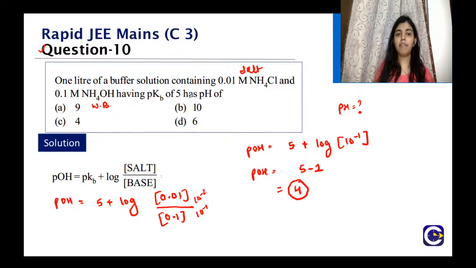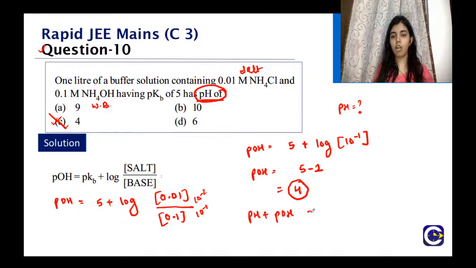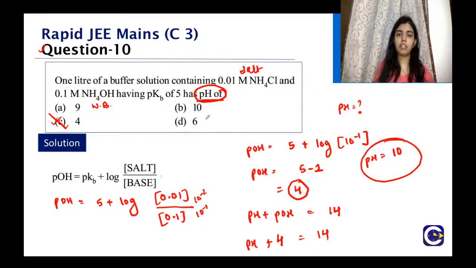But we have to find the pH. See the question here. Don't straight away mark the answer as 4, right? It will be wrong because it is asking about pH and we have calculated pOH now. So pH plus pOH is equal to 14 basically. The value of pOH is coming out to be 4. So the value of pH here is 10, right? So the answer here is 10.